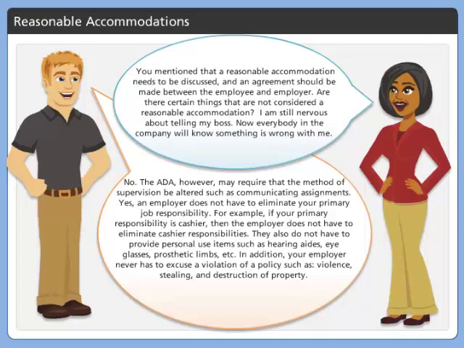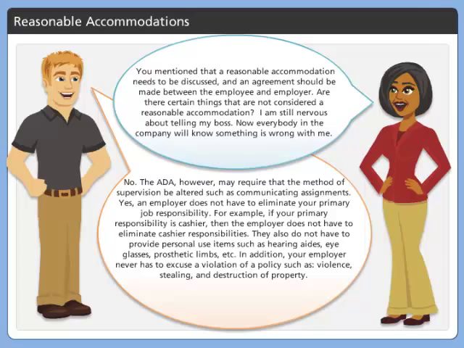You mentioned that a reasonable accommodation needs to be discussed, and an agreement should be made between the employee and employer. Are there certain things that are not considered a reasonable accommodation? Yes. An employer does not have to eliminate your primary job responsibility. For example, if your primary responsibility is cashier, then the employer does not have to eliminate cashier responsibilities. They also do not have to provide personal use items such as hearing aids, eyeglasses, prosthetic limbs, etc.